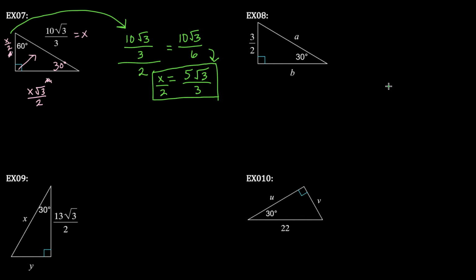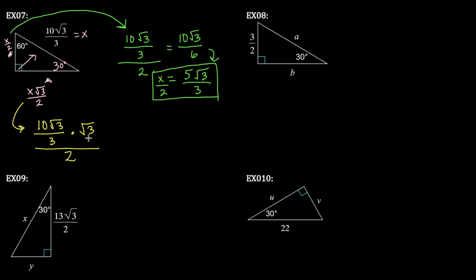And then let's go ahead and do this one. So I'll do it like this. So instead of x times square root of 3 over 2, I'm going to put 10 square root of 3 over 3 times square root of 3 over 2. Ooh, that's a lot.